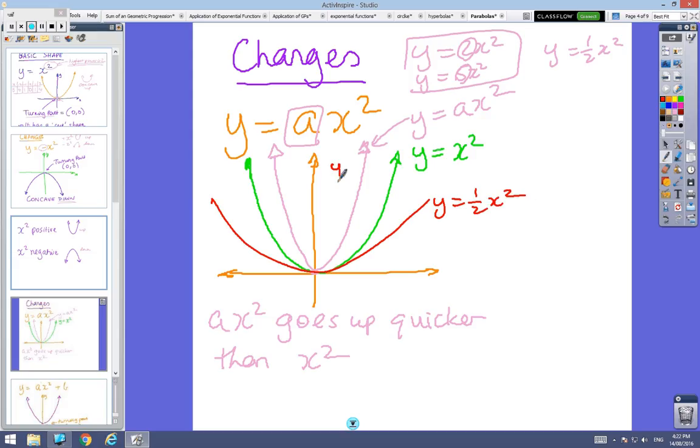This one could be y equals 2x squared. It goes up quicker. So ax squared goes up quicker than x squared when a is bigger than 1, and it goes slower when a is less than 1. But it's still going to be a cup shape. Can you copy and come across?